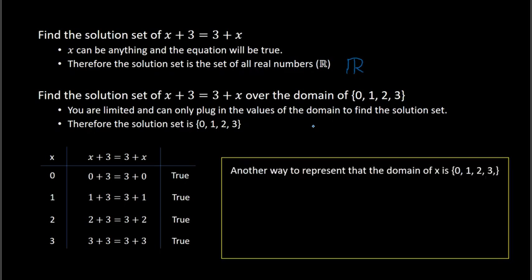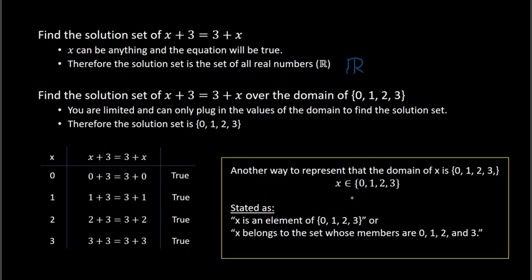So a little side note, another way to show or represent that the domain of x is 0, 1, 2, and 3 is we can say that x is an element of {0, 1, 2, 3}. This fancy E is the notation for element. Another way to state this is that x belongs to the set whose members are 0, 1, 2, and 3. So all that's saying is that x must belong to one of those numbers. x must equal one of those.